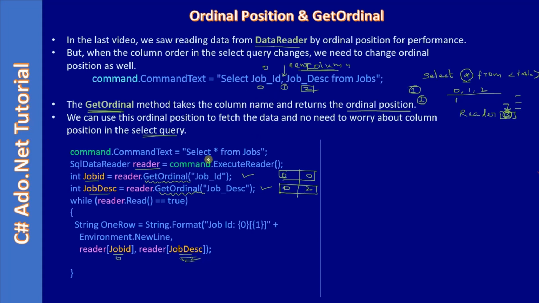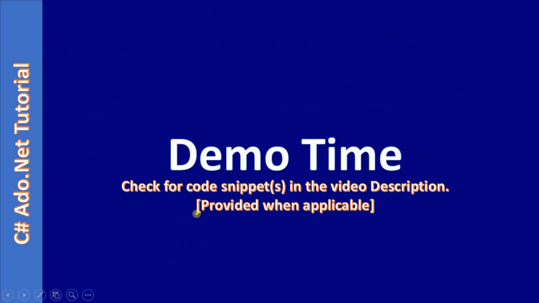So usually the select query may be at a different location in your code, and the reader and parsing the reader will be in a different part of the code. So that time you no need to go ahead and change these index numbers after making the select command. Alright, finally we are appending the row once we form the string. Now let's go to the demo.